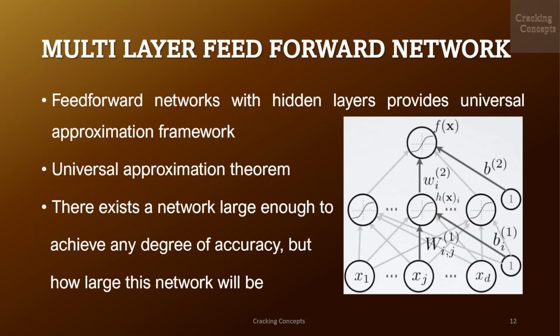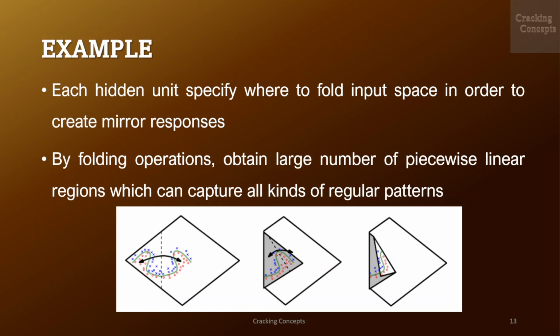As we already saw, this model provides a universal approximation framework. To be specific, the universal approximation theorem says that there exists a network large enough to achieve any degree of accuracy we desire, but the theorem does not say how large this network will be. Let us see how this works by taking an example.